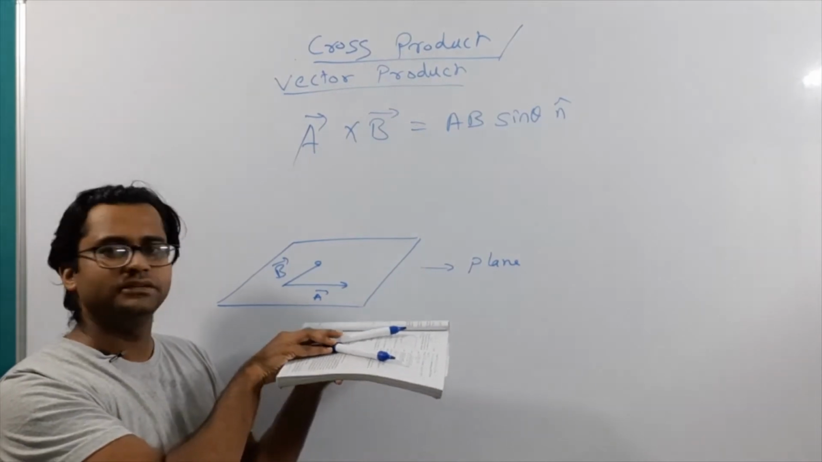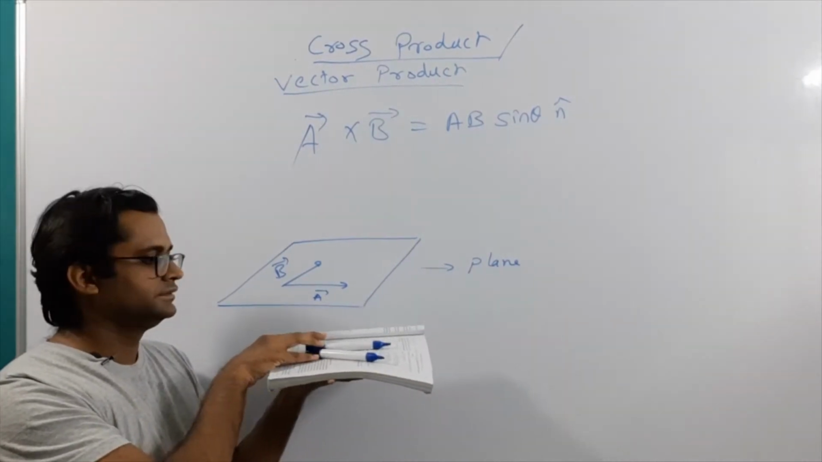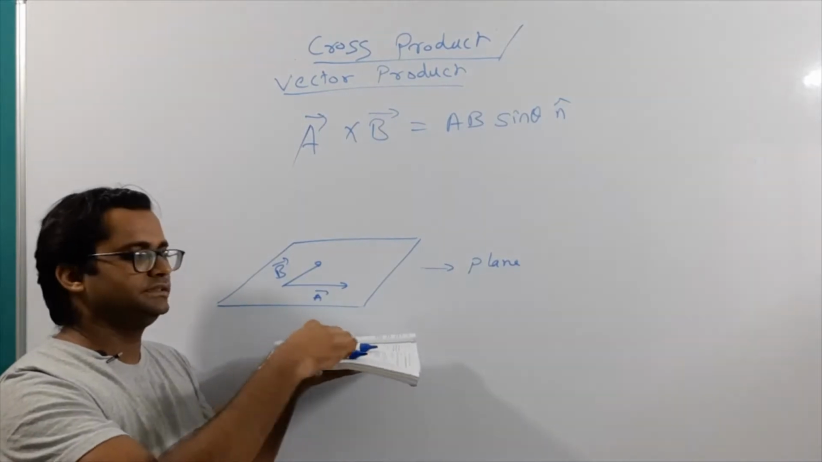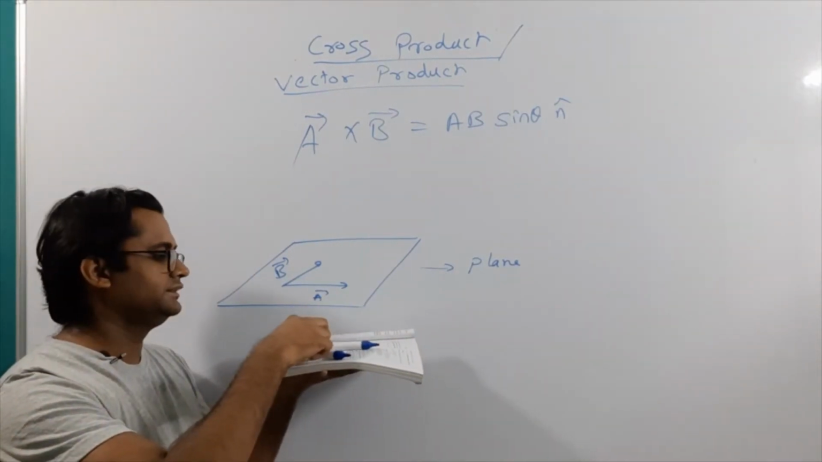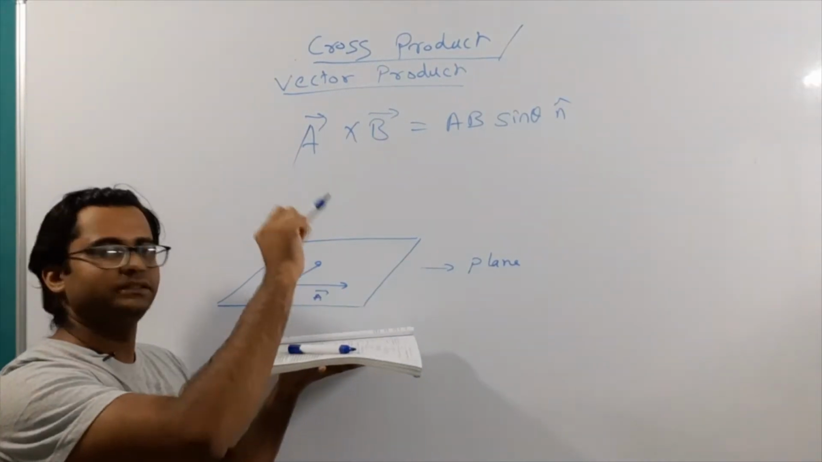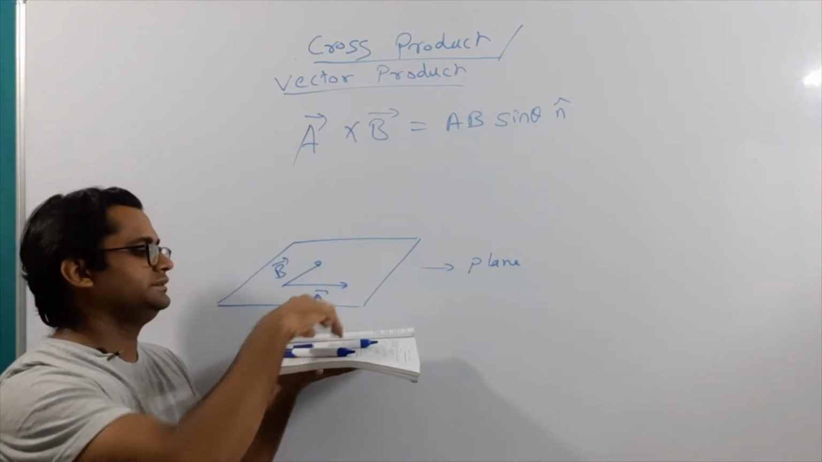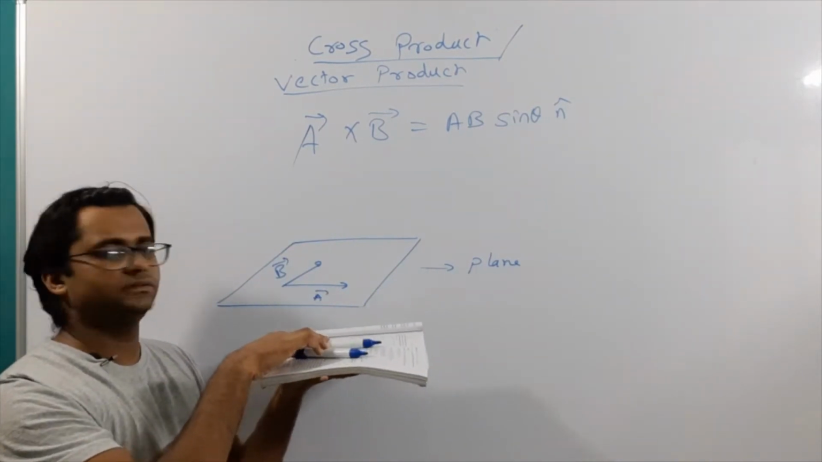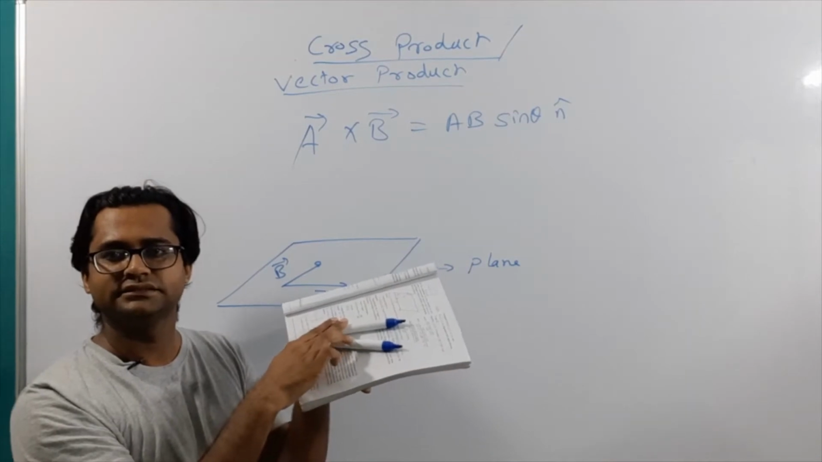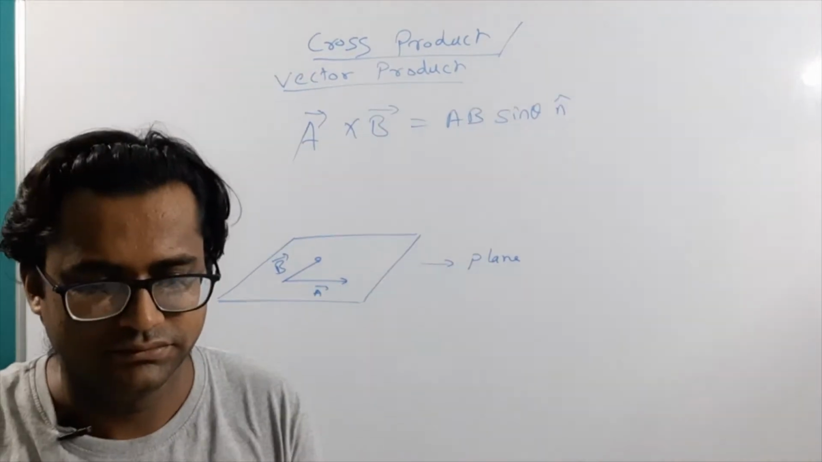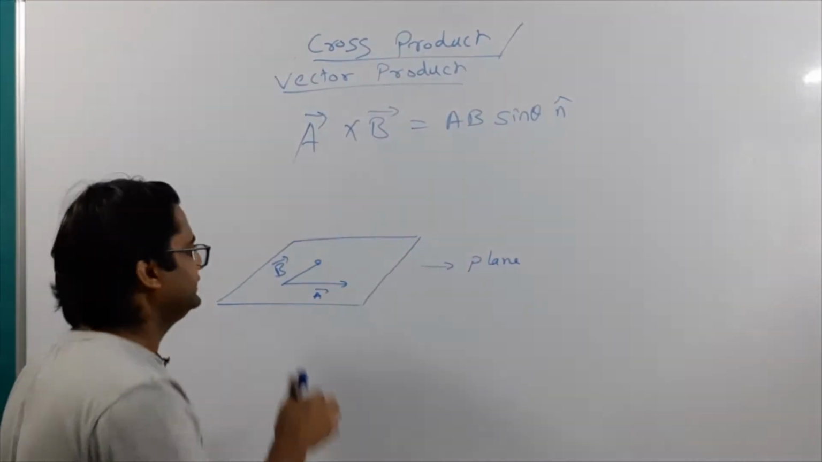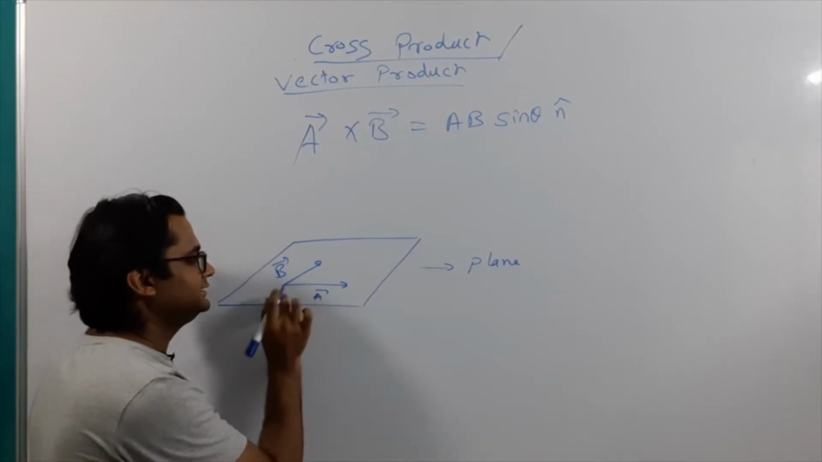Are you getting the situation here? The first one is A vector, and the second one is B vector, which is making some angle with the first vector. So the situation is like this. Fine. So let us consider the same situation here on board. So this is my A vector.